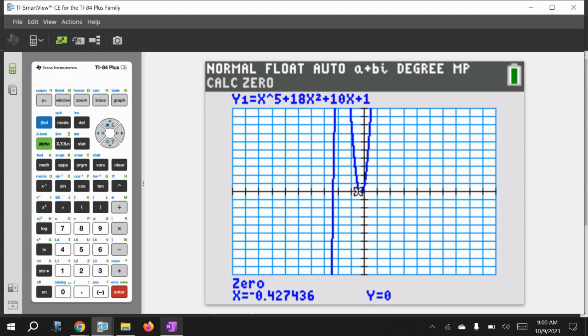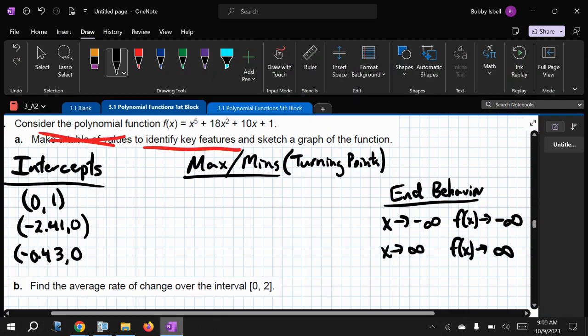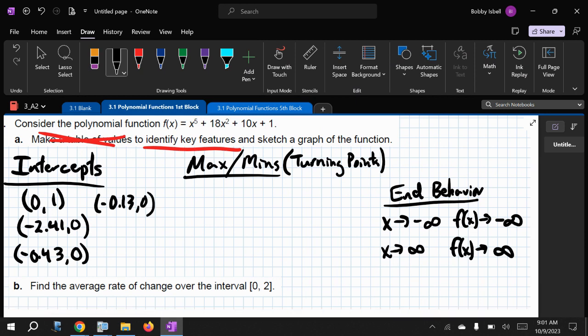And then I'm going to try to find the next one. Second trace 0, at the bottom. Enter. Back there. -0.130. So I found 3 x-intercepts and a y-intercept. Will I always have 3 x-intercepts with an x to the 5th power graph? No. There's no rule about that. But now I've got the intercepts.